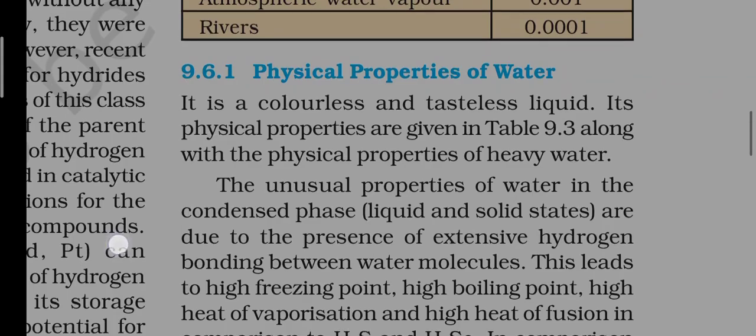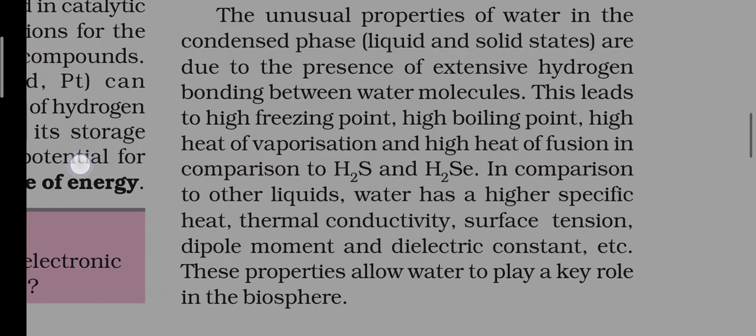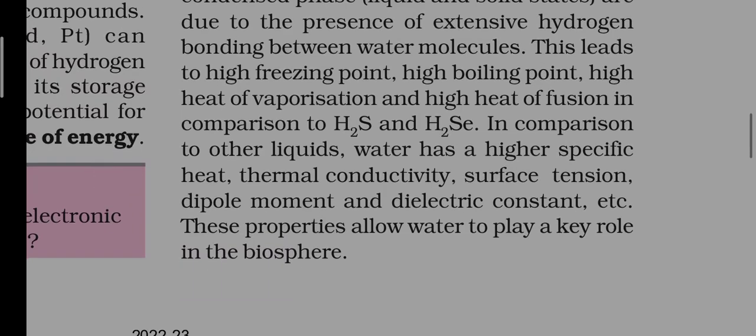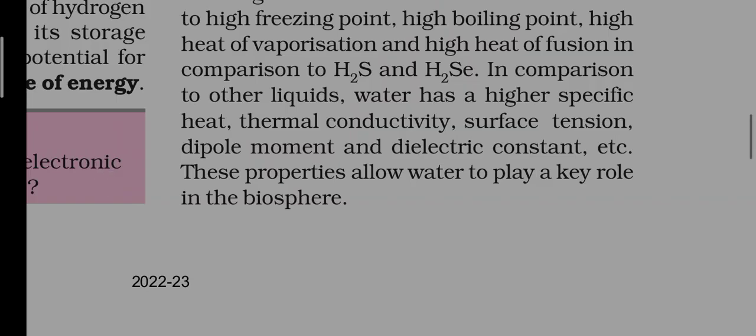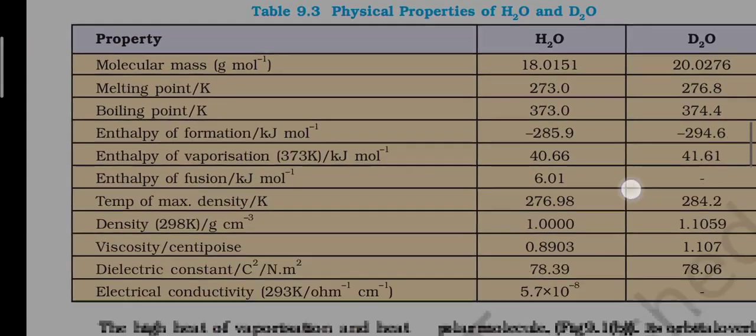Physical properties of water. It is a colorless and tasteless liquid. The unusual properties of water in the condensed phase, that is liquid and solid state, are due to the presence of extensive hydrogen bonding between water molecules. This leads to high freezing point, high boiling point, high heat of vaporization and high heat of fusion in comparison to H2S and H2Se. In comparison to other liquids, water has a higher specific heat, thermal conductivity, surface tension, dipole moment and dielectric constant, etc.